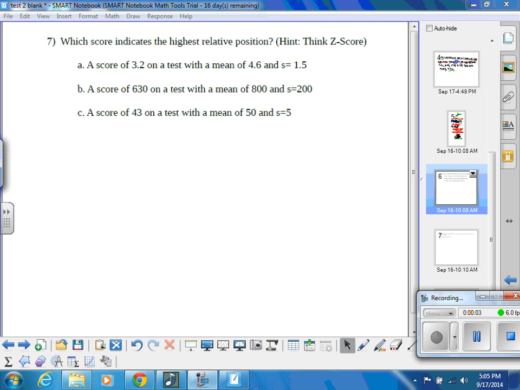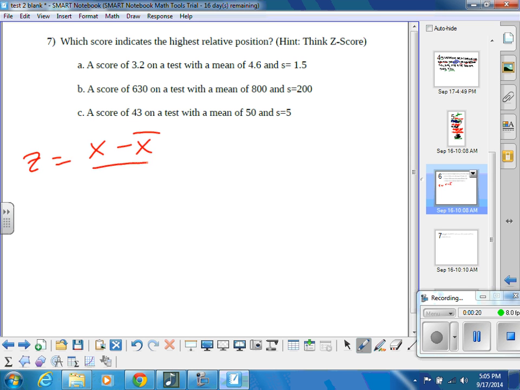Okay, let's look at this question here. It says, which score indicates highest relative division? Well, without saying z-score, I bet a lot of you are going, what? What does it mean? Well, what we need to know is our z-score formula, okay? Which is z equals x minus x bar all over s.